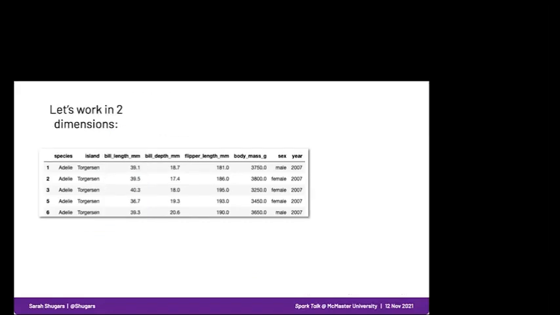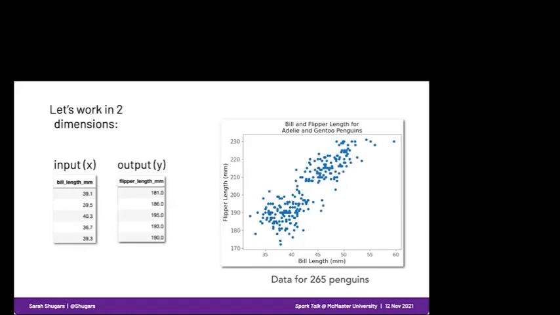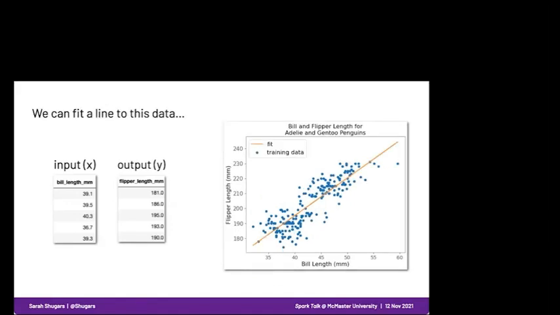So as an example, we'll start by working in 2 dimensions because it's easier to visualize. So we'll just ignore a lot of these columns, and we'll just look at bill length and flipper length. So for this example, we'll take the bill length as our input vector or x vector, and we'll take the flipper length as our output vector. So I've plotted them here with bill length on the x or horizontal axis and flipper length on the vertical or y-axis. Now, given this data, we could draw a line through it essentially.